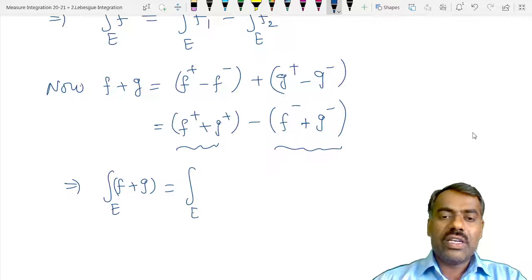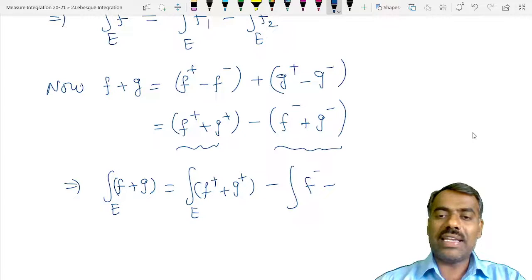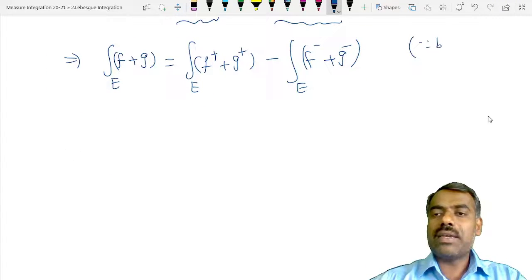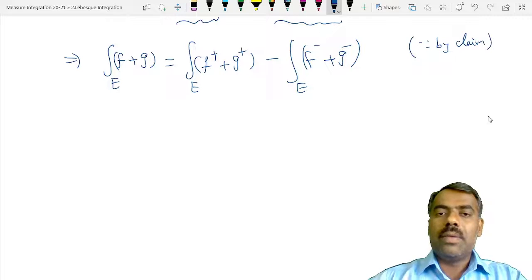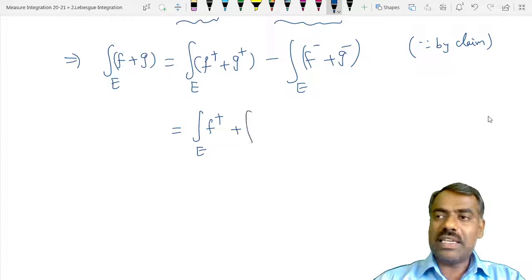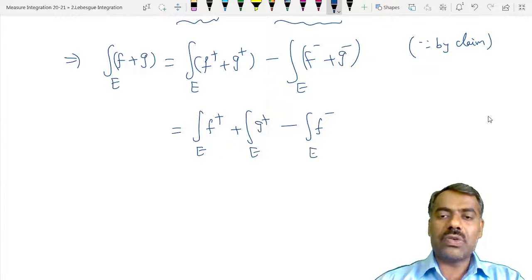Integration of f plus g plus, minus integration of f minus plus g minus. Is this clear? Yes or no? Since by claim. But now you can apply the linear property for f plus and g plus because they are non-negative. So this is the same as integration of f plus over e plus integration of g plus over e, minus integration of f minus over e, minus integration of g minus over e.